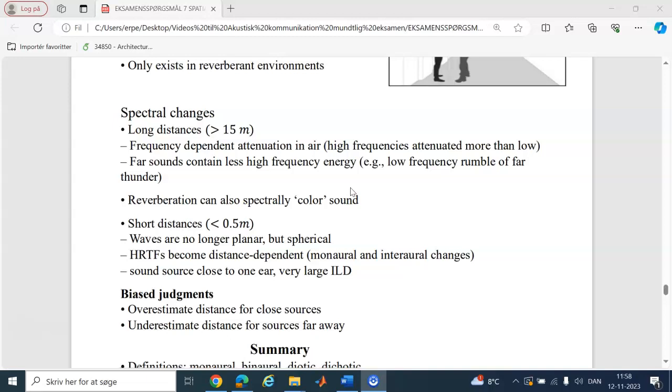HRTF becomes distance-dependent, monaural and interaural changes. Sound sources close to one ear, very large ILD. Bias: judgments overestimate distance for close sources, underestimate distance for sources far away.